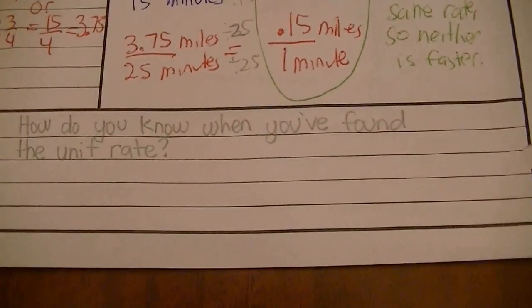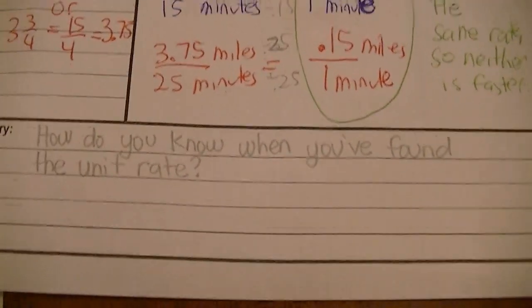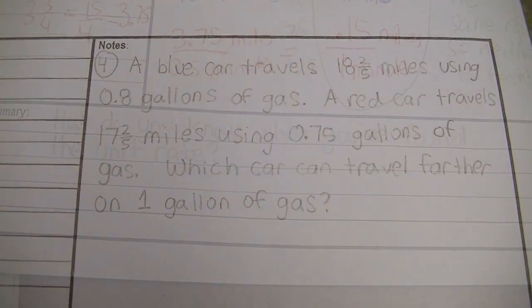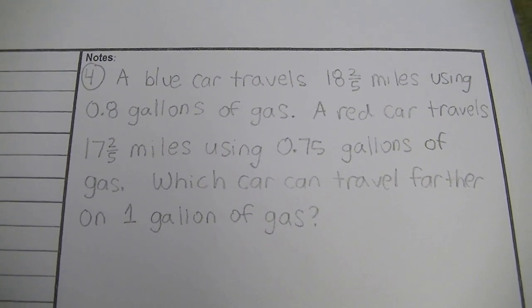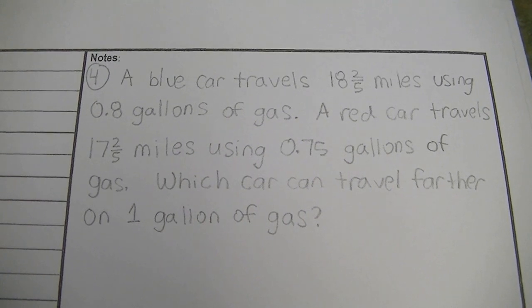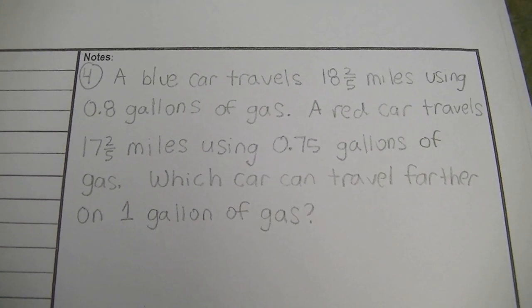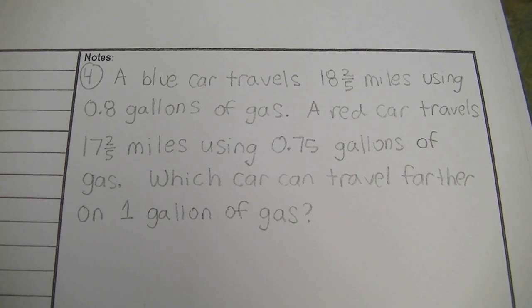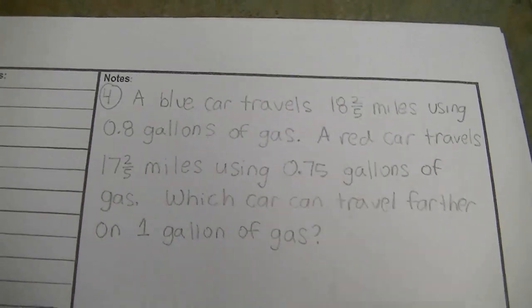Here's your summary. How do you know when you found the unit rate? Answer that question, please. Number 4 says, a blue car travels 18 2/5 miles using 8/10 gallons of gas. A red car travels 17 2/5 miles using 75 hundredths gallons of gas. Which car can travel farther on 1 gallon of gas?